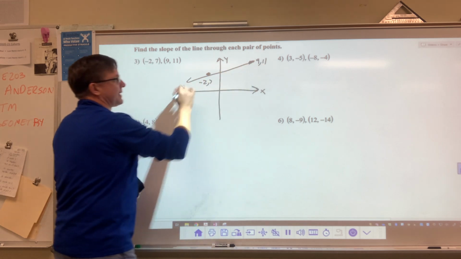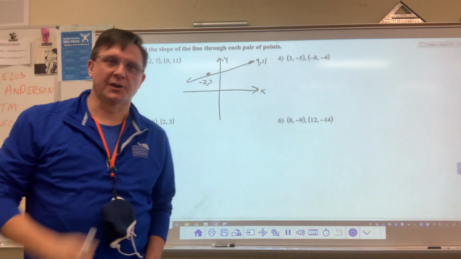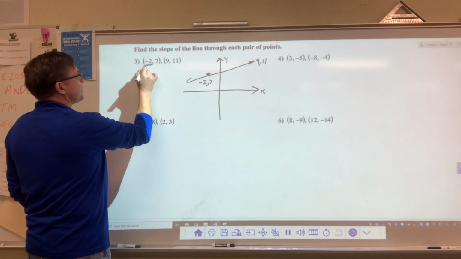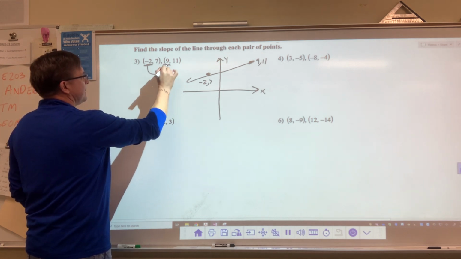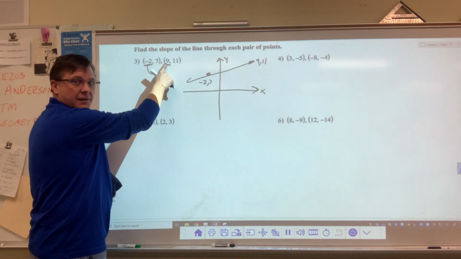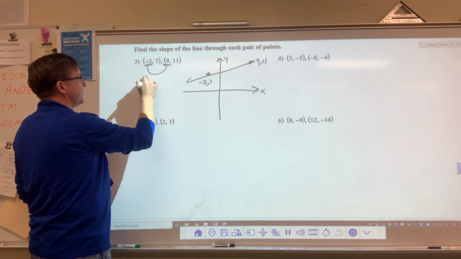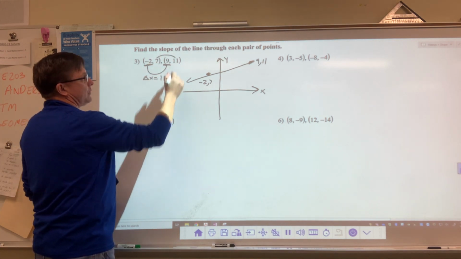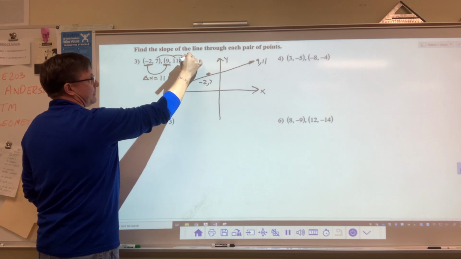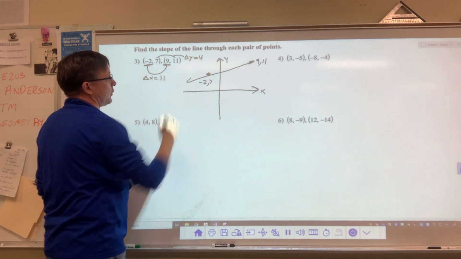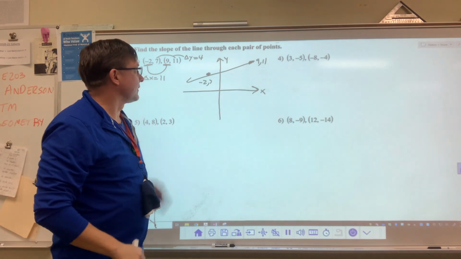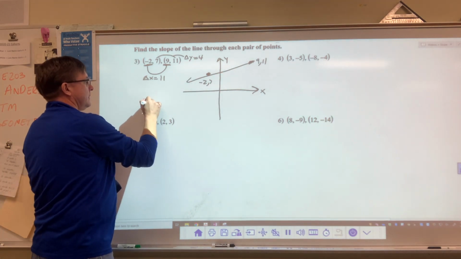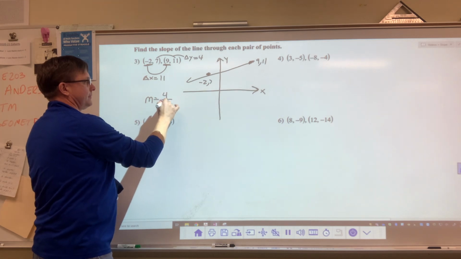And everybody, that is an uphill line. That is an uphill line. So I know the slope is positive. So now I look at the points. Negative 2 to 9. And again, 9 minus a negative 2, 9 plus 2, delta x is 11. 7 to 11, delta y. 11 minus 7 is 4, guys. And again, this line's uphill. We know it's positive. Rise over run. The slope is 4/11.